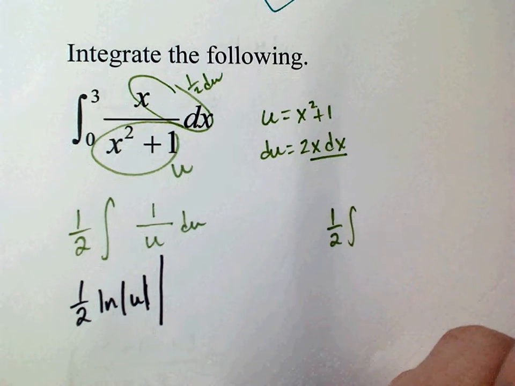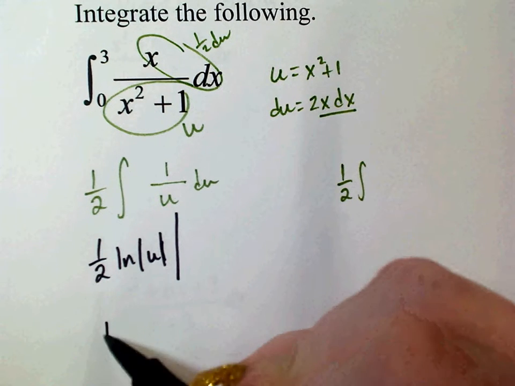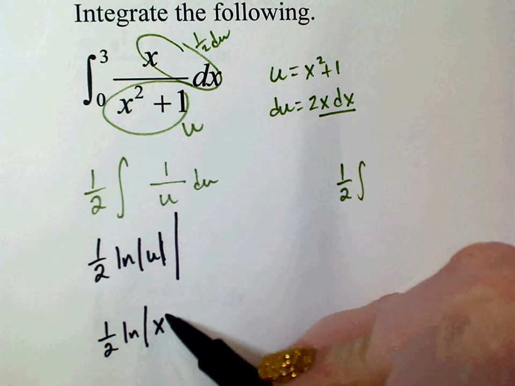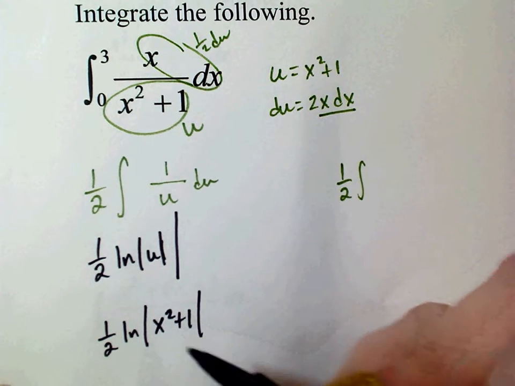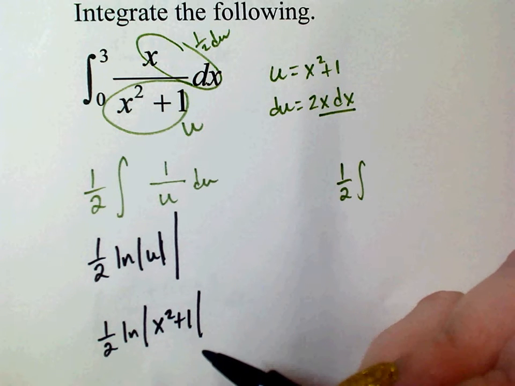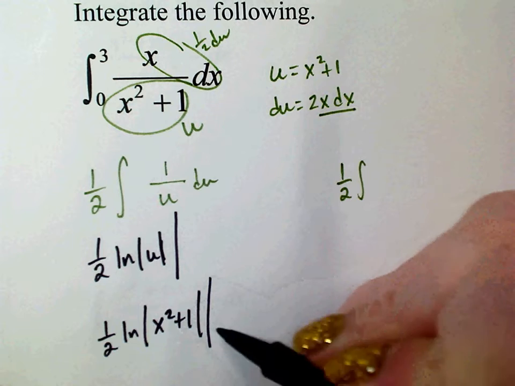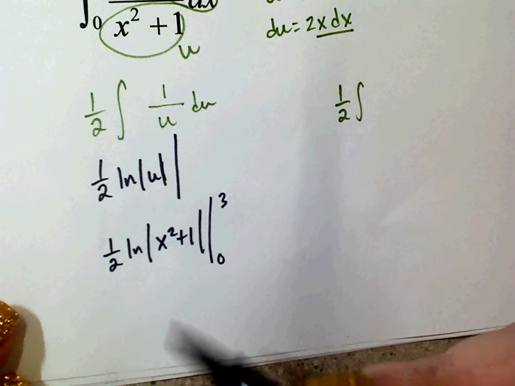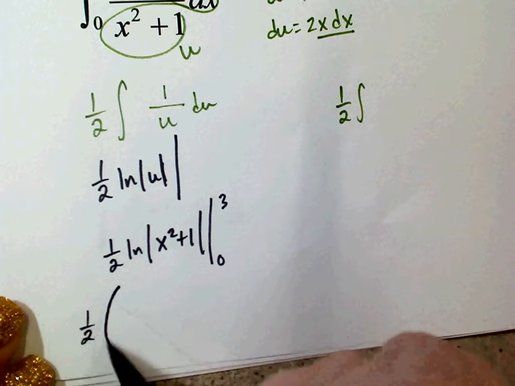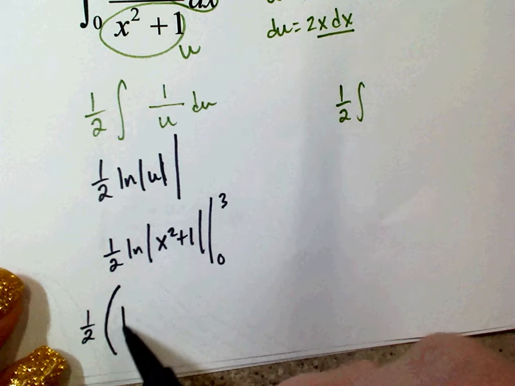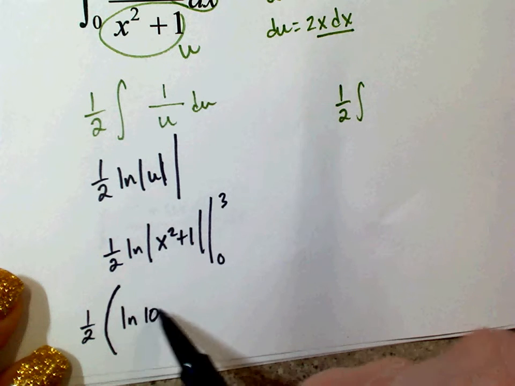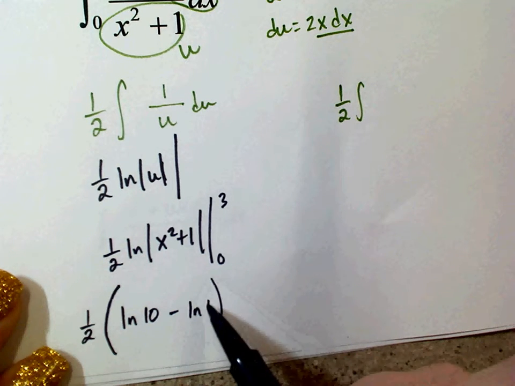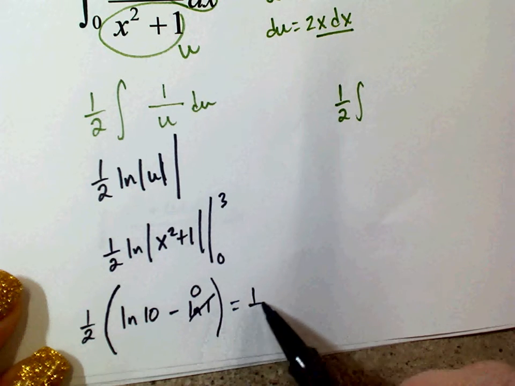But what do I do? I go back to u being what? Hey guys, in this case, are these absolute value bars necessary? X squared plus 1 is never going to be negative, so I don't need to worry about them. So from 0 to 3. So what do I suggest you do with that 1/2 out in the front, guys? Just leave it out, right? So what do you plug in first? 3 squared plus 1? 10 minus, plug in 0, you get 1. And what's natural log of 1? 0, final answer. 1/2 natural log of 10.